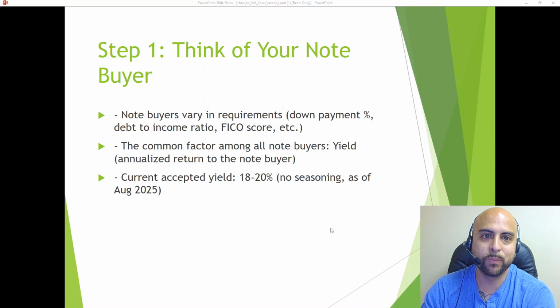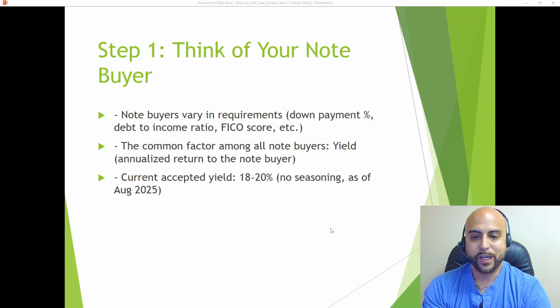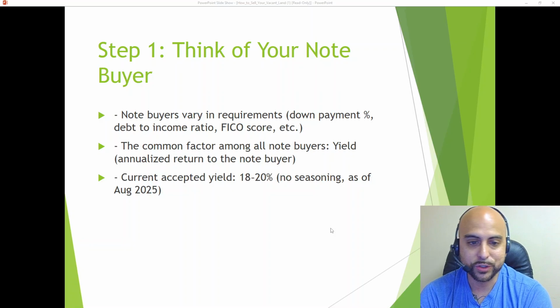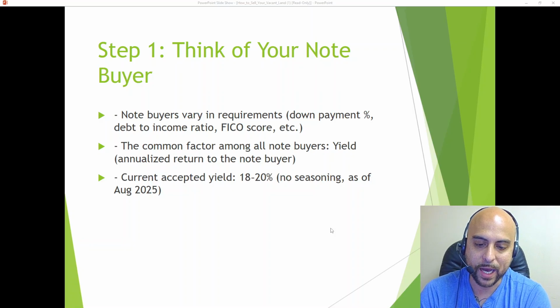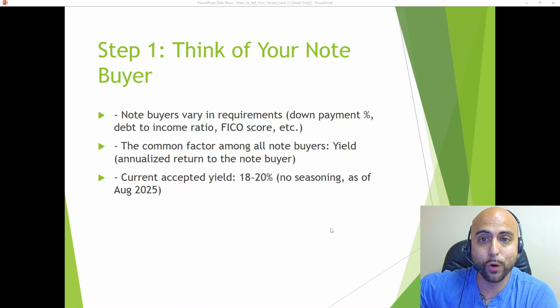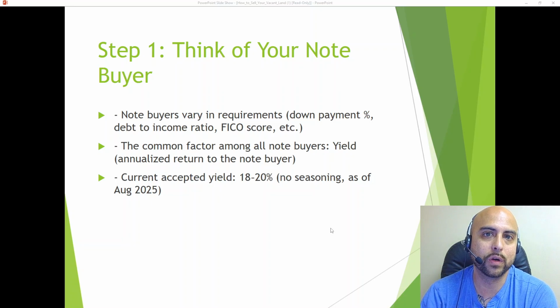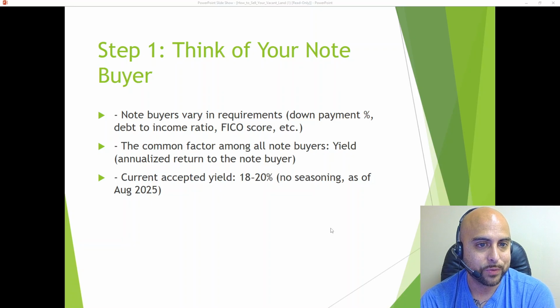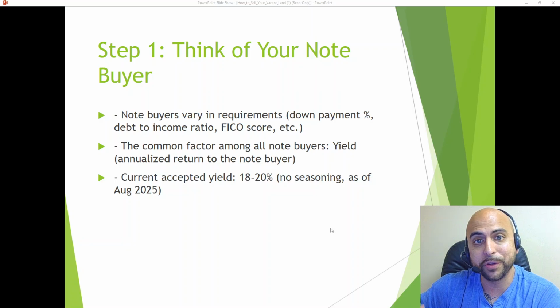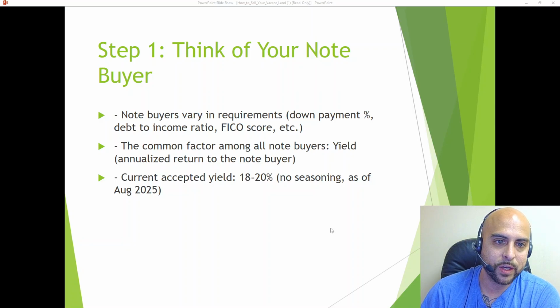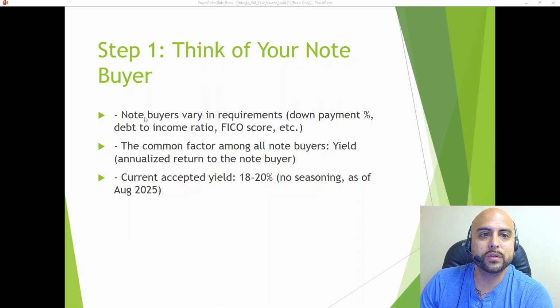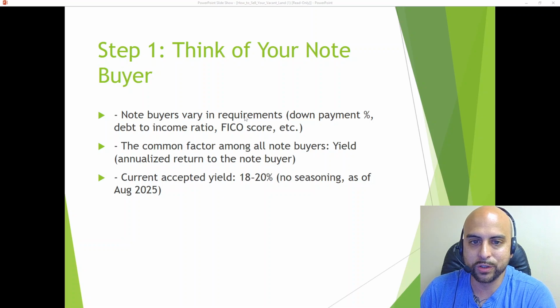All right, so step one. When you're originating your note, when you're selling your property on terms, you have to think of your end note buyer. You have to know what they're looking for on the back end. So you want to structure it up front correctly so it's easier for you to sell on the back end. If you start networking and talking to note buyers, you'll see that each note buyer has their own requirements.